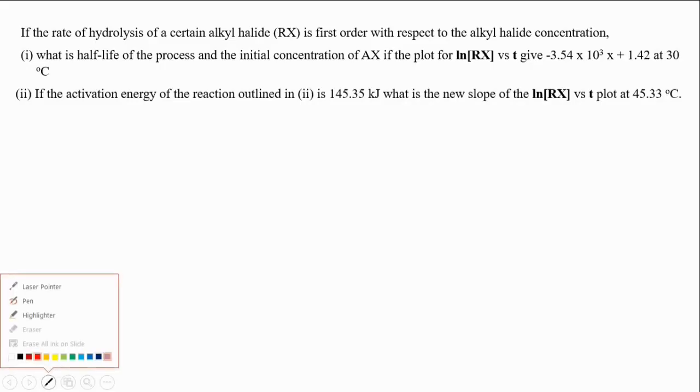Hey guys, so this is tutorial number 2 for Chem 2310 Physical Chemistry. We have some questions here that we need to go through, so let's just see how we can work through them.